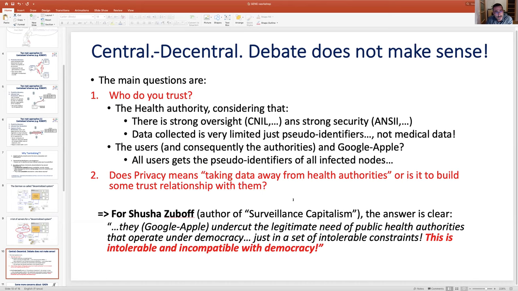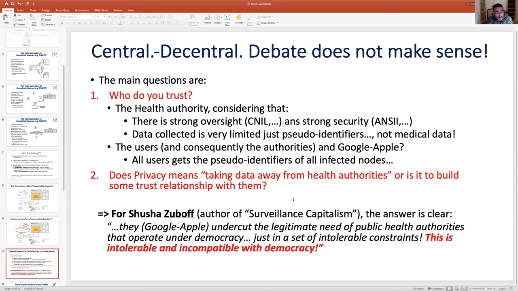The second question that can be discussed is: does privacy mean taking data away from health authorities, or does it mean building some trust relationship with them? And for us, the answer is clear. It's actually to build some trust relationship with them. Privacy is not taking data away from the institution that needs them. So we're not the only ones to say that.